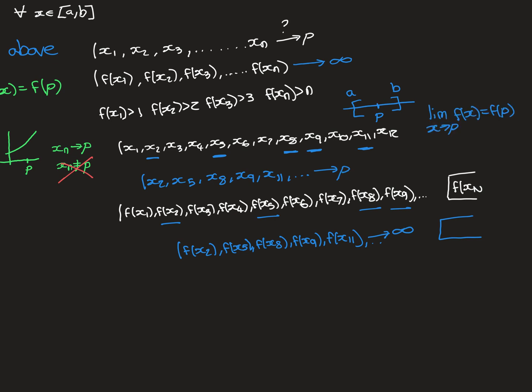So this causes a problem because the function must be continuous at p, because the function was continuous everywhere inside the interval [a, b], and therefore the limit as x approaches p of the function is equal to f of p.